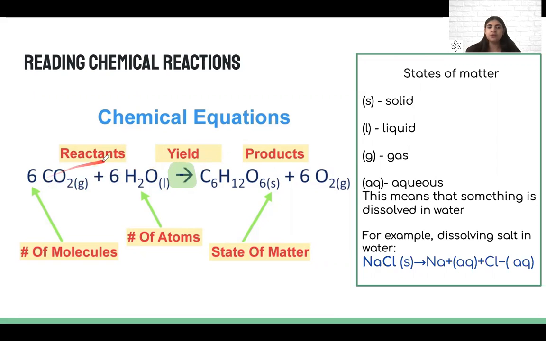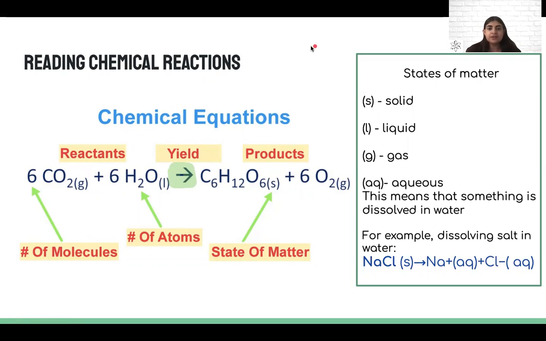So that's kind of, these reactants yield these products. And then the products are the results, it's what is produced in a chemical reaction. So if I want to read this chemical equation out loud, I would say that 6 carbon dioxide molecules and 6 water molecules react and yield 1 sugar and 6 oxygen gas molecules.